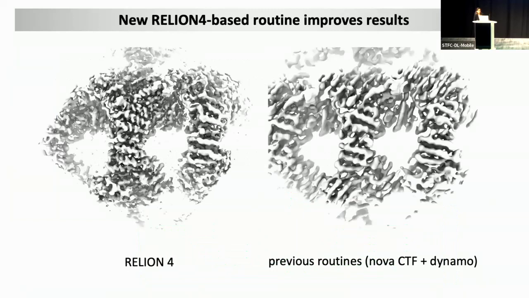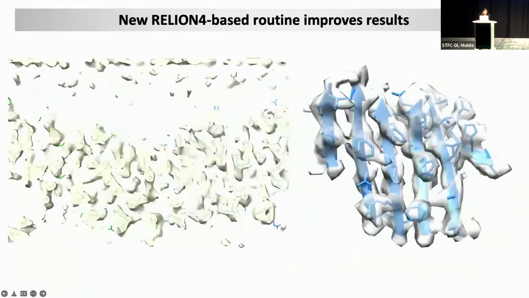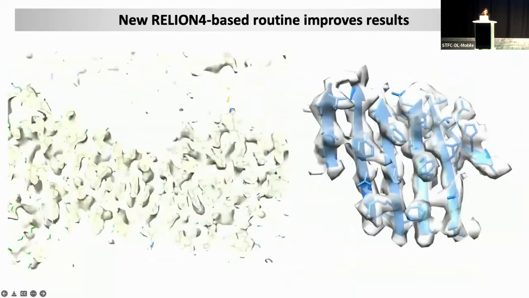So this is quite new data, and I'm comparing it with what we published last year. This is the very same data set, just reprocessed in RELION 4, and we had a really big jump in resolution. You can see the quality of the structure is a lot better. This is another zoom in into the core of the density. This is somewhere around 3.5 to 4 angstrom resolution.